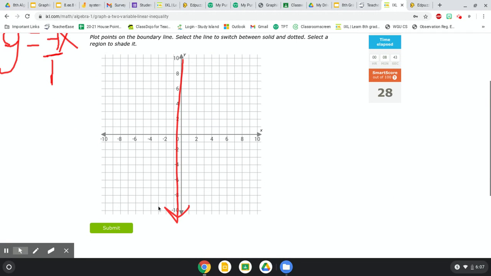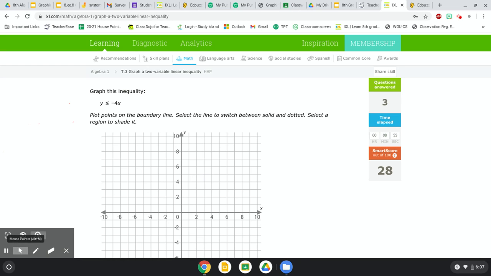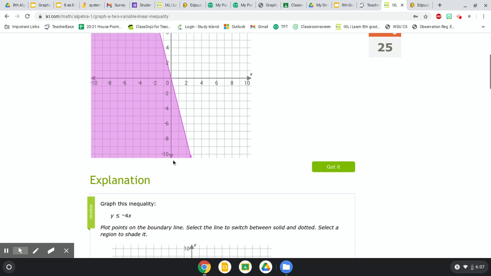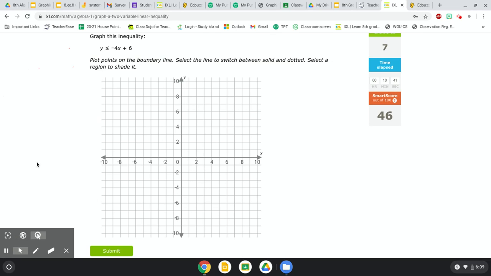All right, I'm going to do one more. Hopefully they gave me a good one. I don't want to do this one. I want them to give me a different one. Obviously, that's not going to be right. Got it. All right, let's go ahead and do this one.